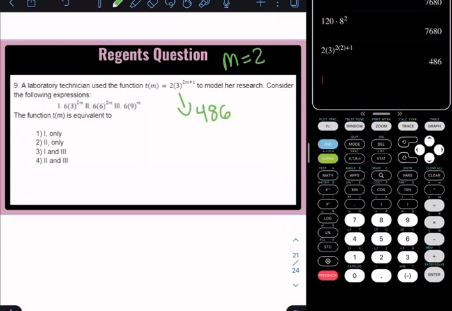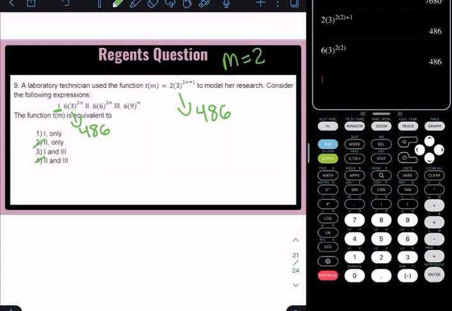For I, 6 times 3 raised to the 2, and make m 2. That would be 486, so this is definitely true. So it needs to have I in it, so it needs to be either answer choice 1 or 3.